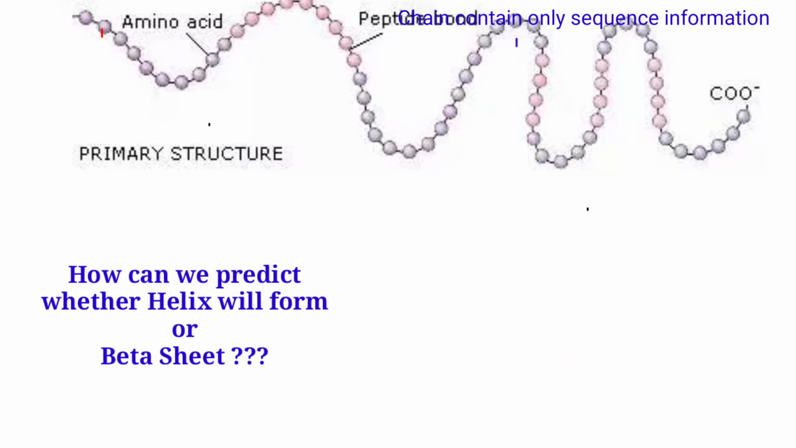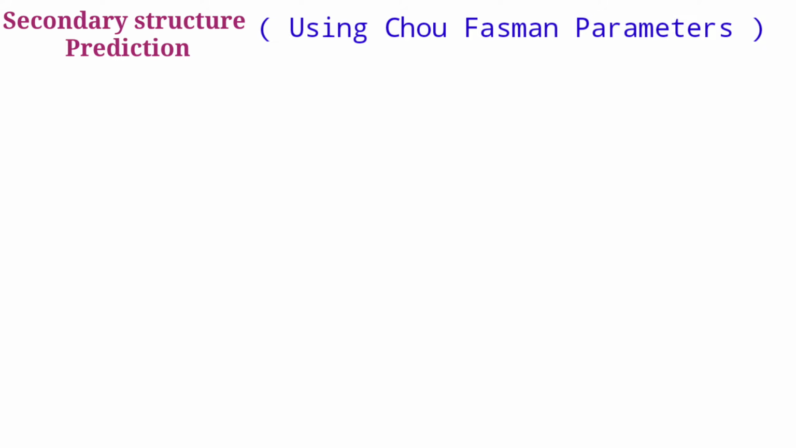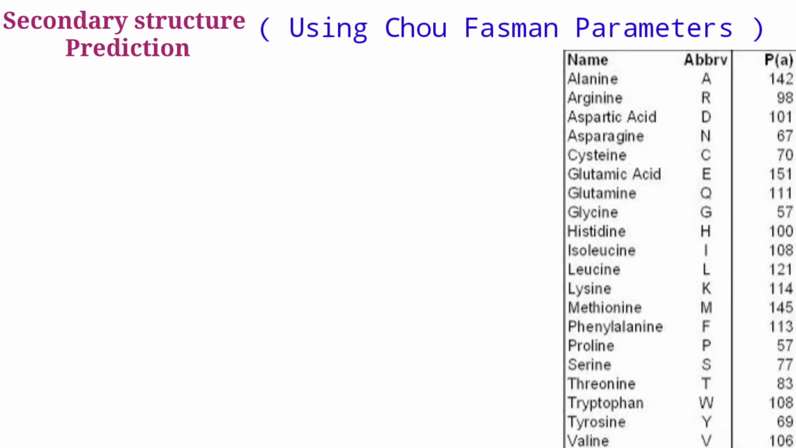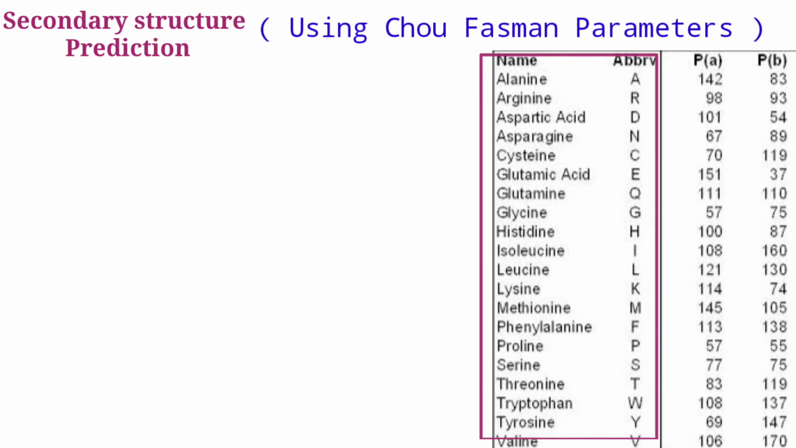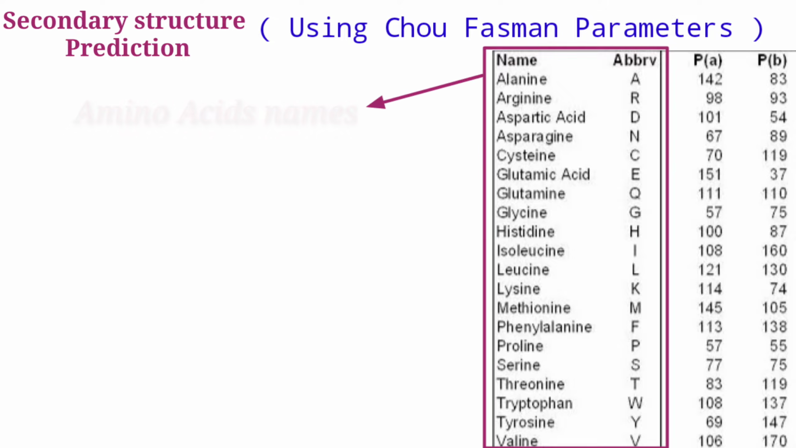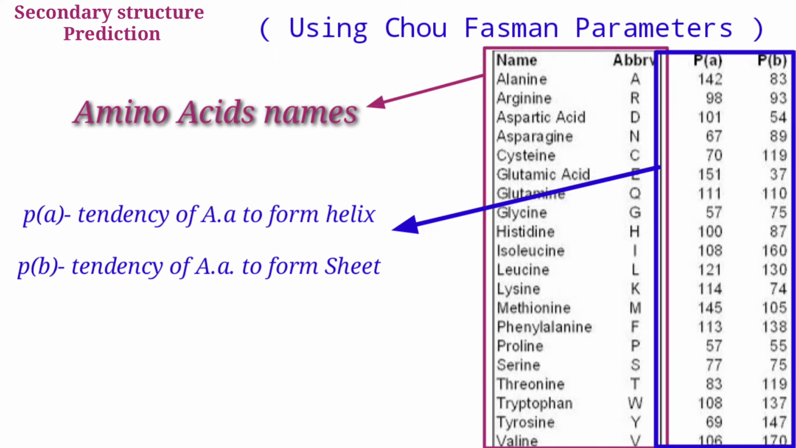How can we know? For this, we have to study secondary structure prediction with the help of Chou Fasman parameters. From the following chart, you can observe that at the left hand side, you have amino acids, and at the right hand side, you have that amino acid's propensity, or you can say tendency, to fall in a particular secondary structure.